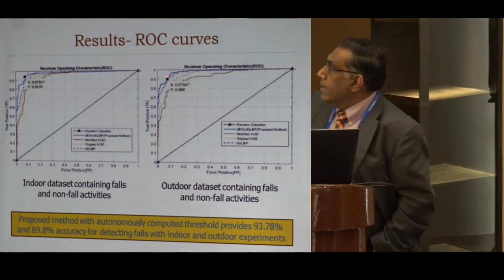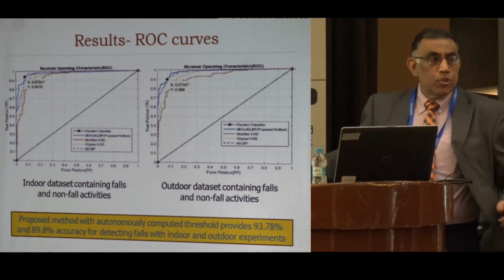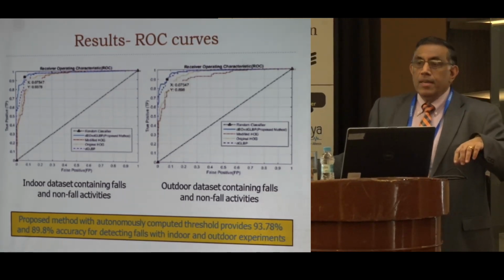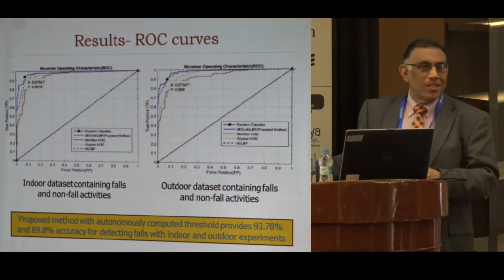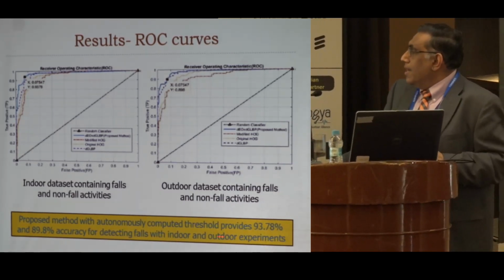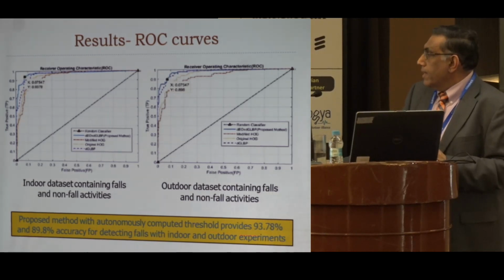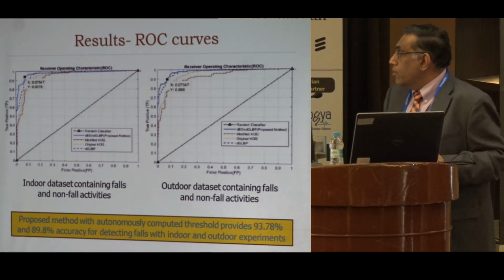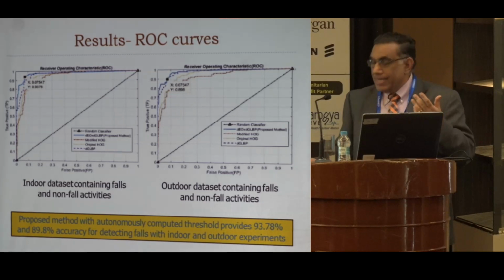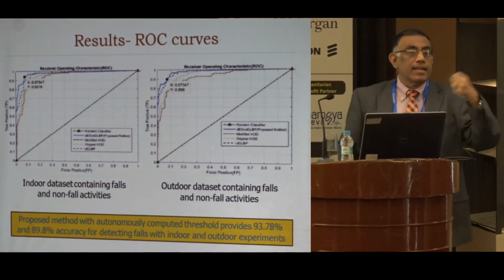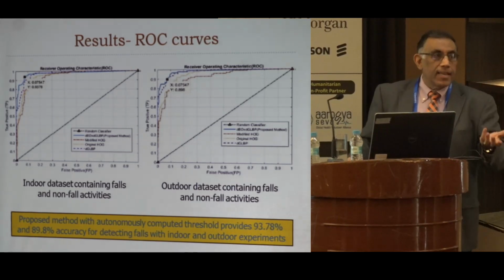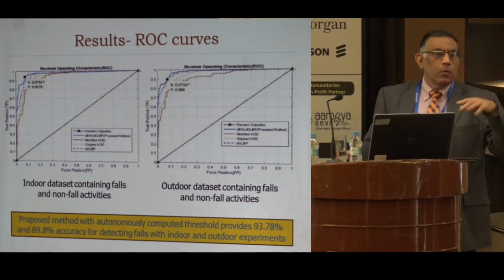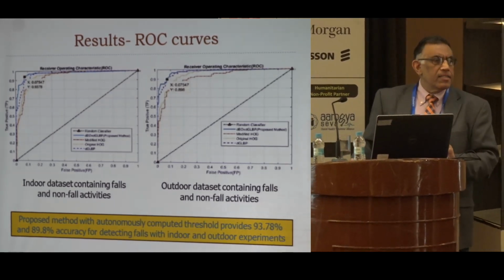The topmost one is based on our methodology, meaning using the threshold which was computed using mathematical models, KL divergence, and so on. And we were able to show that we had 94 and 90% accuracy on indoor and outdoor data sets. These are two examples of things I have been involved with for healthcare. There are other things, like breast imaging, which I worked on about 15, 20 years ago.